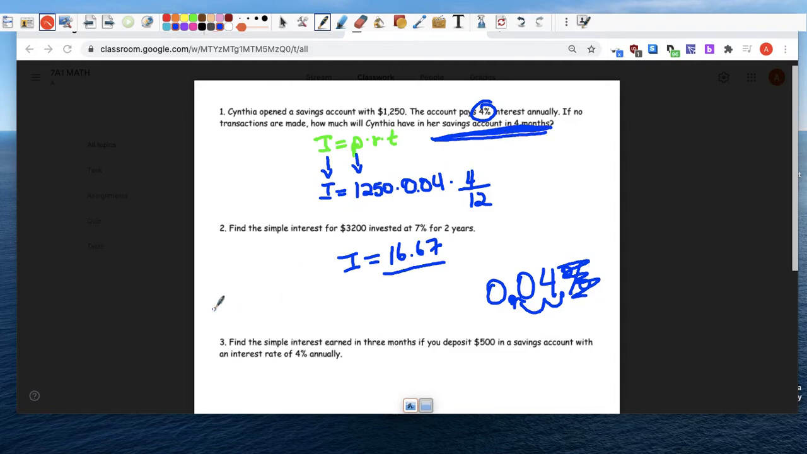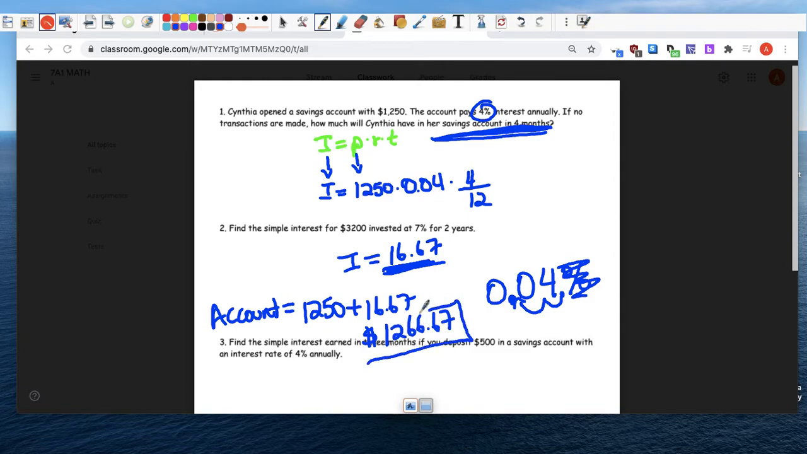So in her account, en la cuenta, she's going to have 1,250 plus the interest, 16.67. Then you're going to get, so in her bank account, va a tener 1,266.67. And that's your final answer.